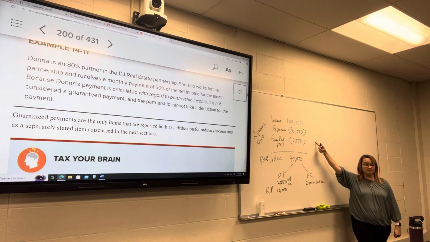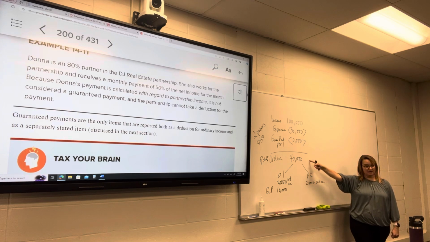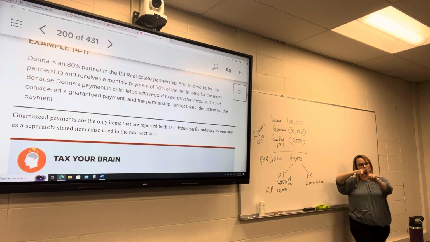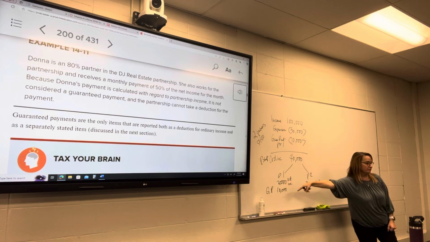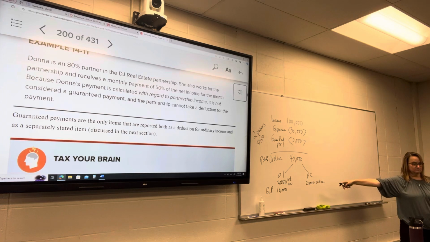So it gets deducted up here before the net income is determined. And then once it's distributed, that guaranteed payment is added to whoever earned it. Does that make sense?